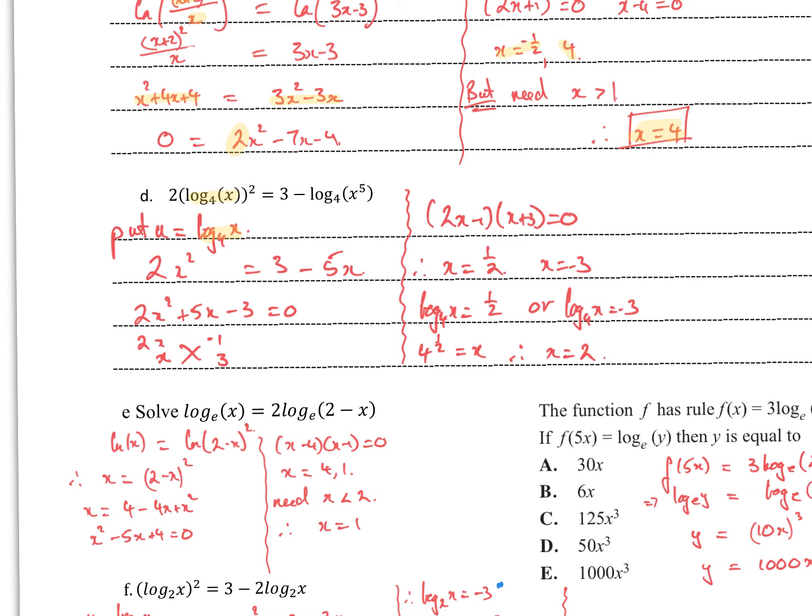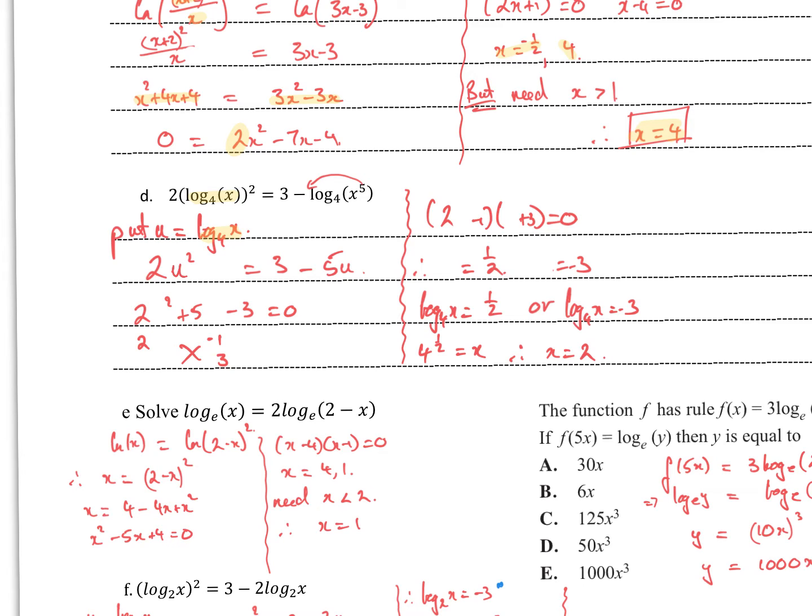So if I put u equal to log base 4 of x, look, I've been a bit sloppy there, haven't I? So what if I just tidy these up as we go? They should all be u, shouldn't they? If I put u equal to log base 4 of x, sorry about that. So I get 2u squared equals 3 minus 5u, because I'm going to bring that 5 out the front this time.